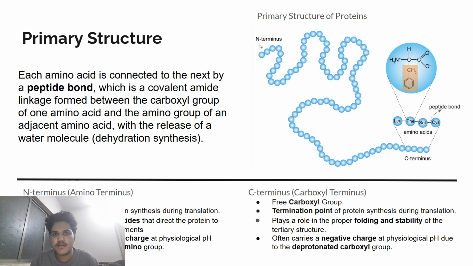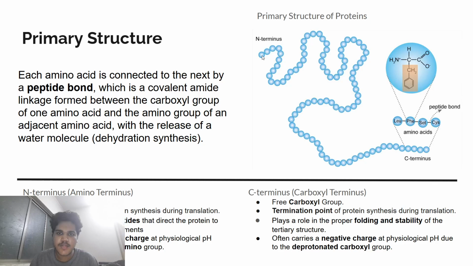As you can see here, the N terminus and the C terminus. The N terminus stands for the amino group, that is the amino group, right? And the C terminus stands for the carboxyl group. The N terminus marks the initiation point, the start of the polypeptide chain, whereas the C terminus marks the end of the polypeptide chain synthesis.